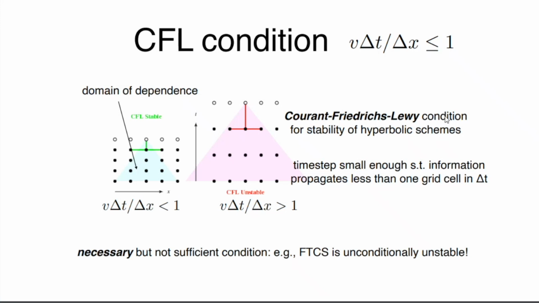So this CFL condition, that V delta t by delta x, where V is the characteristic velocity, should be less than 1, is a necessary condition for stability, but not sufficient. We've already seen it. We had this FTCS scheme, which I gave you as homework to show that it's unconditionally unstable. Even if you satisfy delta t being less than this, your numerical scheme is unstable. So this is a necessary but not sufficient condition for stability.